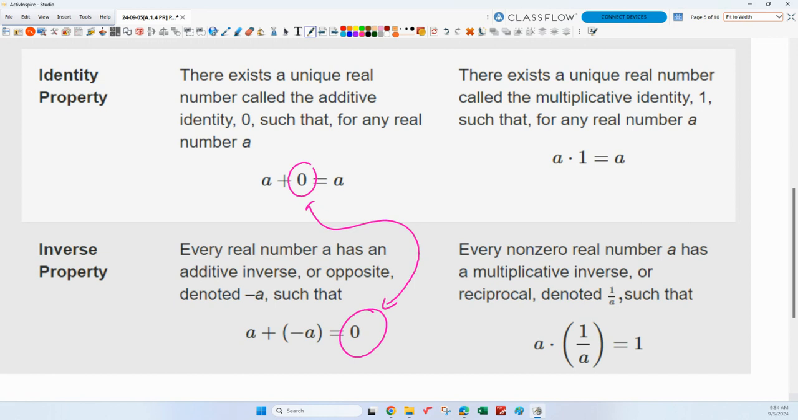Okay? How about for multiplication? The identity property, A times 1 equals A. That's what I multiply by to keep everything the same. Inverse property, A times its reciprocal is equal to that special number 1. Okay? So that's a pretty good picture right there. That's a good way to summarize the relationship between the identity properties and the inverse properties.